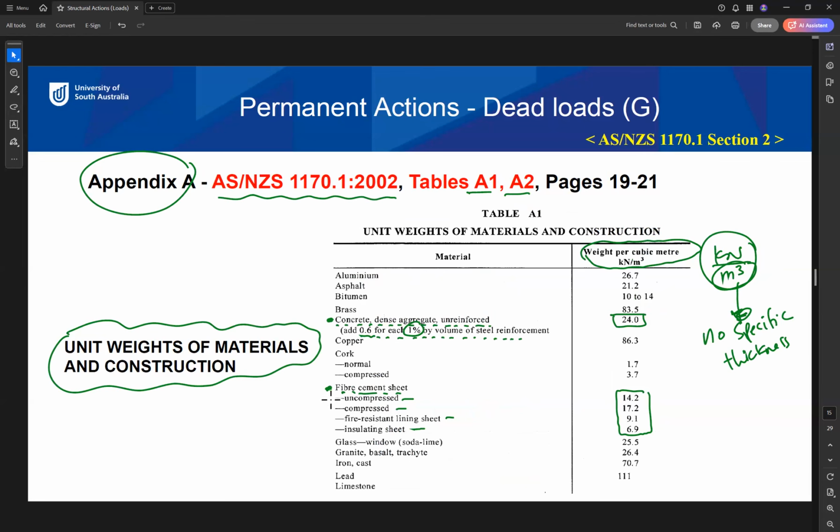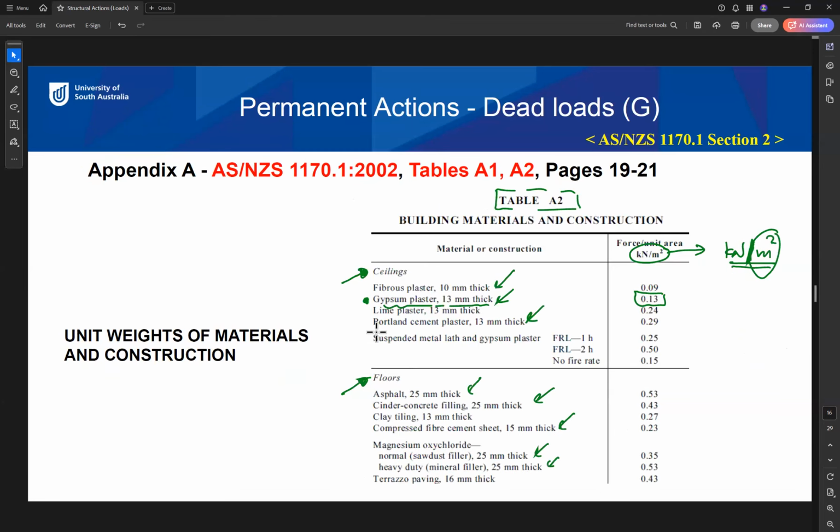So for some materials, we will use Table A1, and for other materials like plasterboards or ceiling boards and floors, the values are given for specific thicknesses, so it is given to us as kilonewton per square meter. Okay. Do you have any question about the dead load? Any question, guys? Okay, thank you.